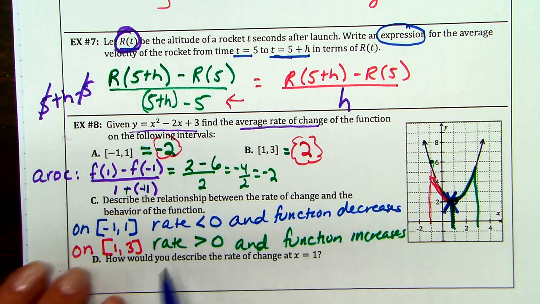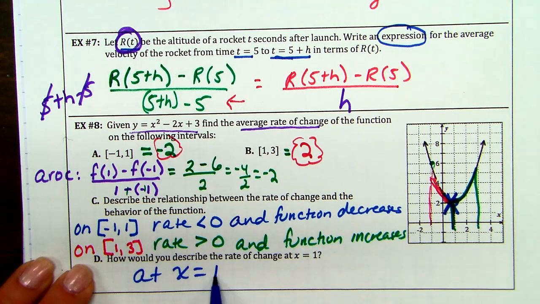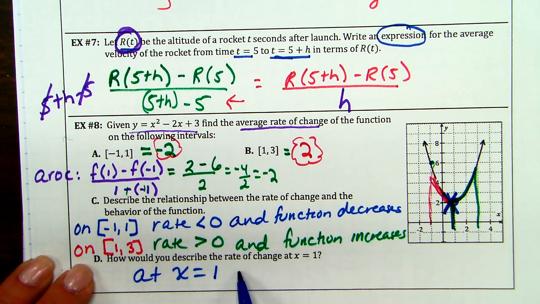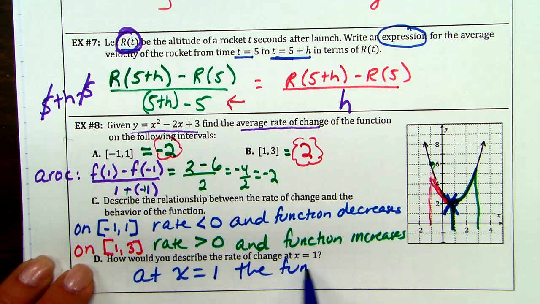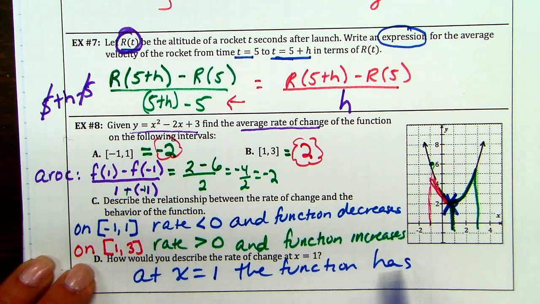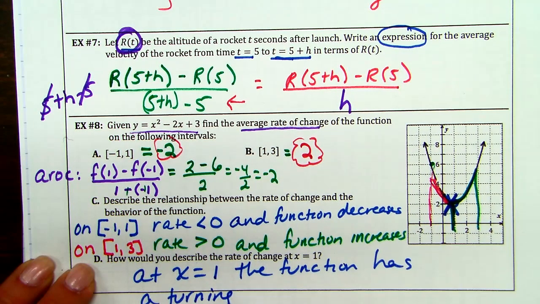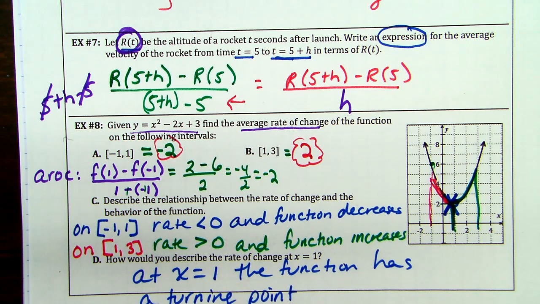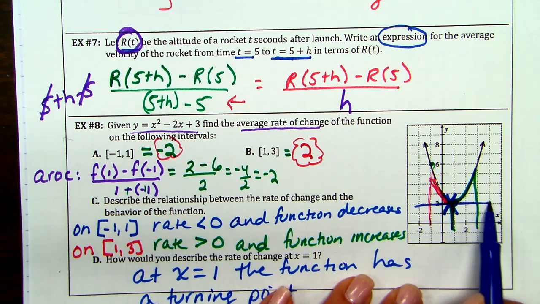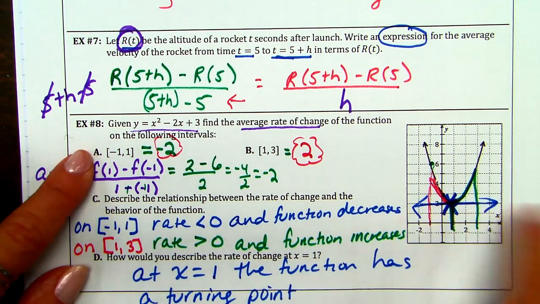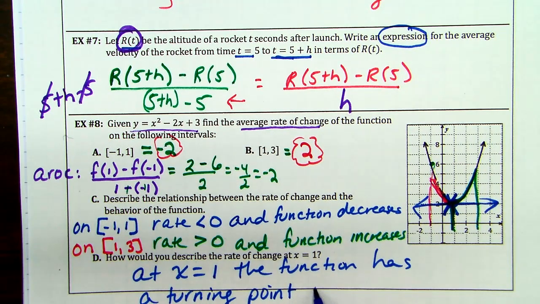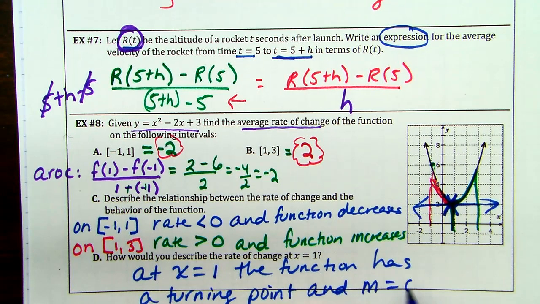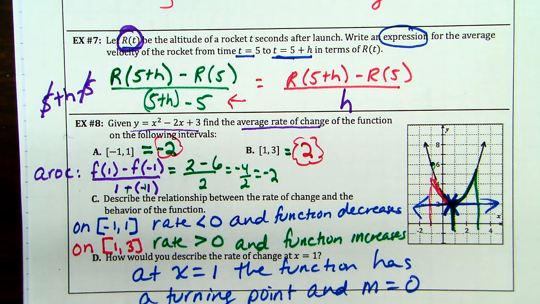So you could say at x equals 1, the function has a turning point. And let's take it one step further. At a turning point, guys, even though I said it doesn't have a slope that's decreasing or increasing, it actually has a horizontal slope of 0. It's neither negative or positive. Makes sense, right? It's right in the middle of the negatives and the positives, is 0. Okay?